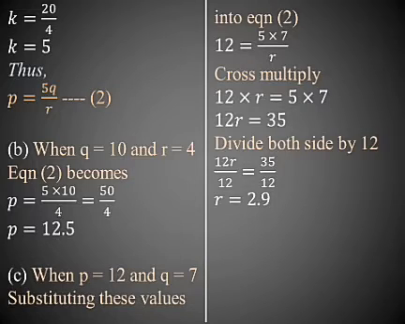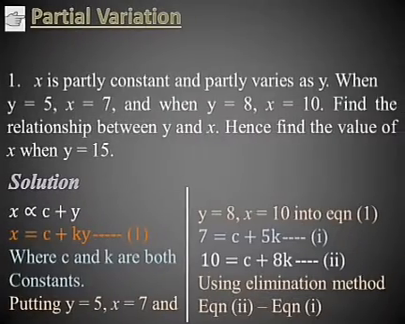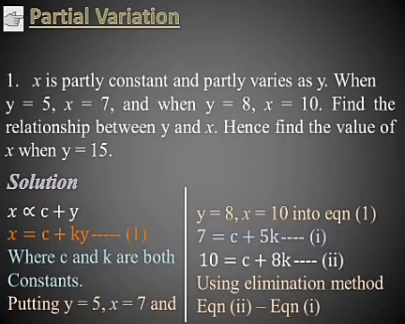We will now take an example on partial variation. Here, x is partly constant and partly varies as y. When y is equal to 5, x is equal to 7, and when y is equal to 8, x is equal to 10. Find the relationship between y and x. Hence, find the value of x when y is equal to 15.